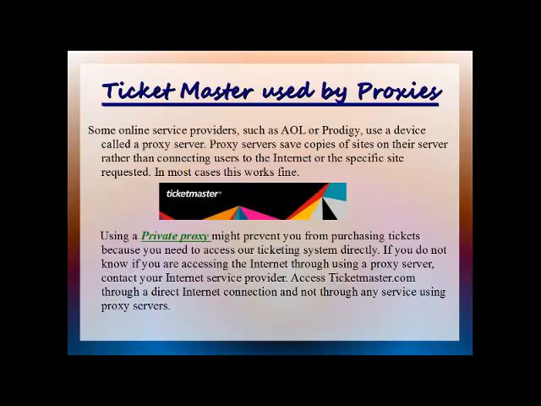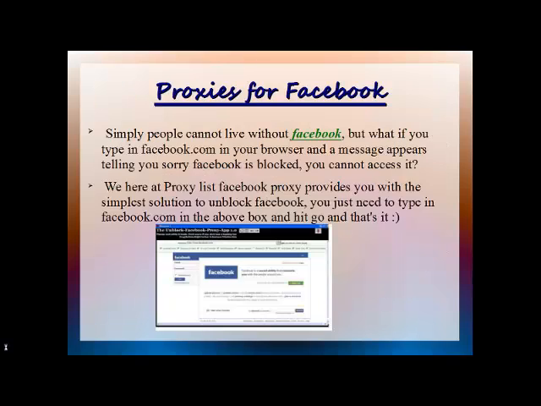Ticketmaster and proxies. Some online service providers such as AOL or Prodigy use a device called a proxy server. Proxy servers save a copy of a site on their server rather than connecting the user to the internet or the specific site requested. In most cases, this works fine. Using a proxy might prevent you from purchasing tickets because you need to access our ticketing system directly. If you do not know if you are accessing the internet through a proxy server, contact your internet service provider. Access ticketmaster.com through a direct internet connection and not through any service using a proxy server.